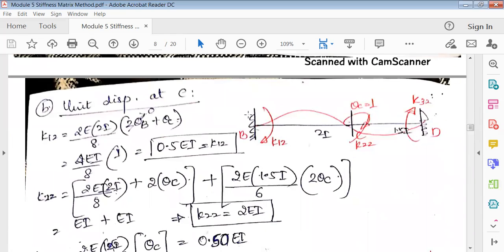Okay, now see, release the joint, release the support at C now. So it is B and C, you have to fix it. Then apply unit displacement at C, that is theta C is equal to 1. So theta C is equal to 1 radian.